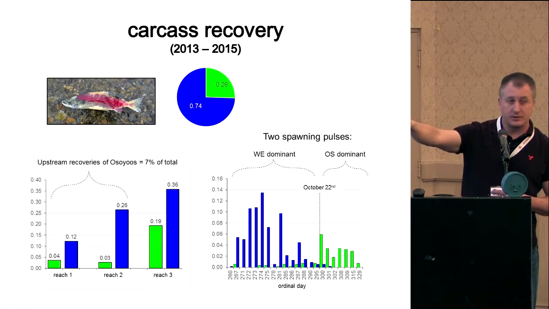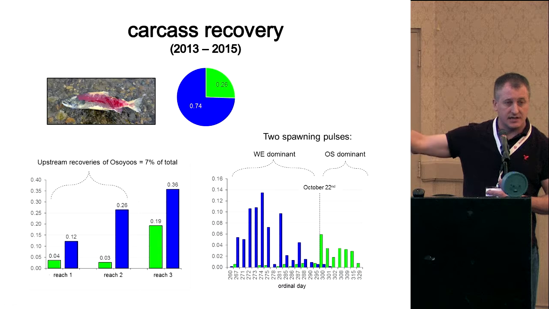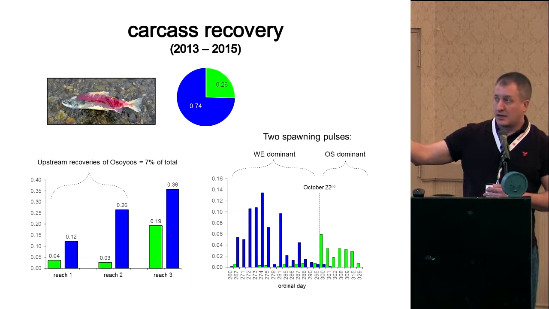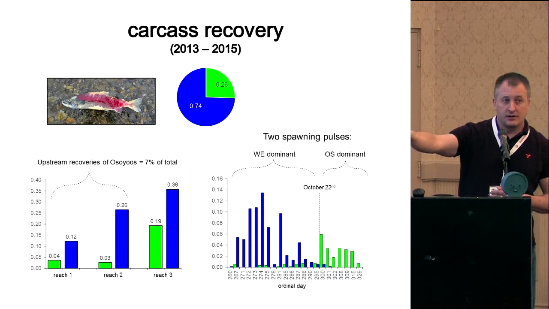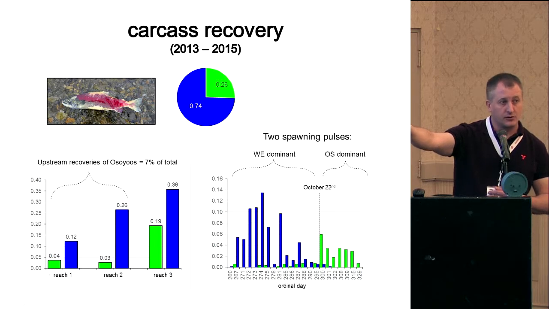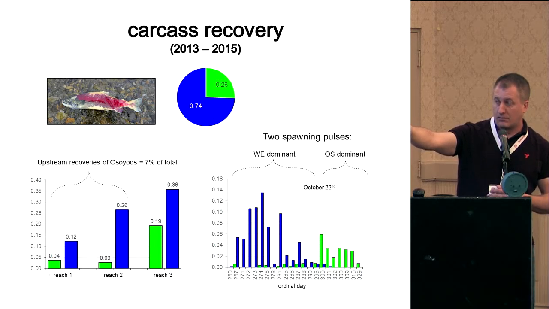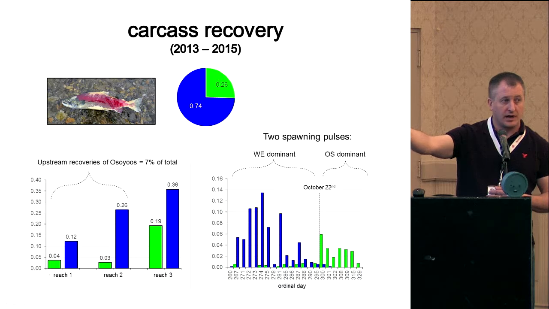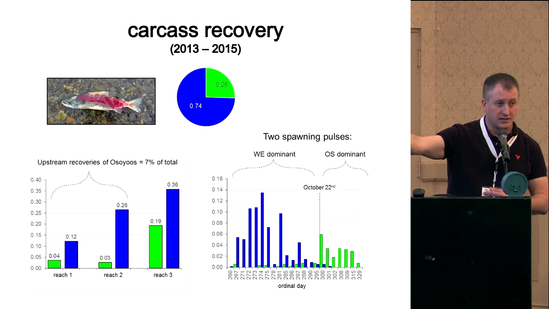This initial pulse is dominated by Wenatchee fish, and then there's a second spawning pulse that's dominated by these Soyuz fish. But you can also see on the left that in space there are also some distinctions, where in reach 2 and reach 1, the two upper reaches, 7% of those are Soyuz fish, compared to 38% Wenatchee fish. And then you see the largest contingent of the Soyuz fish in the lower section of the river there.